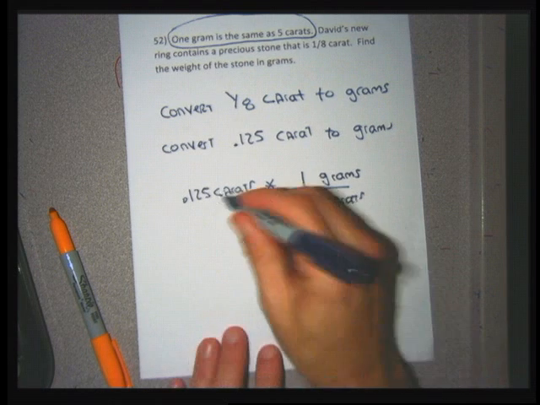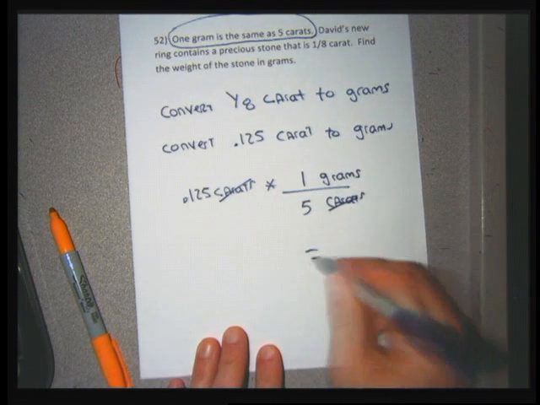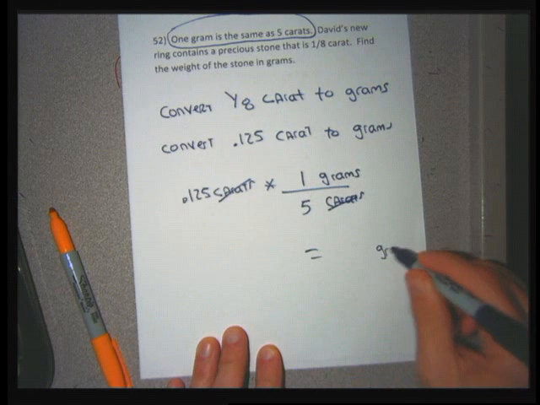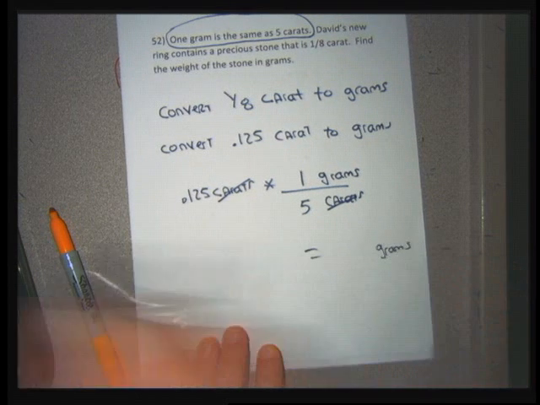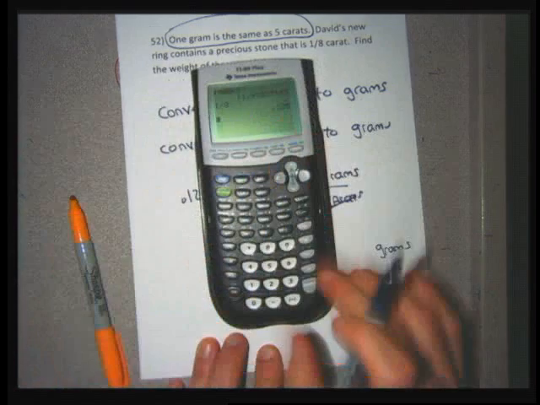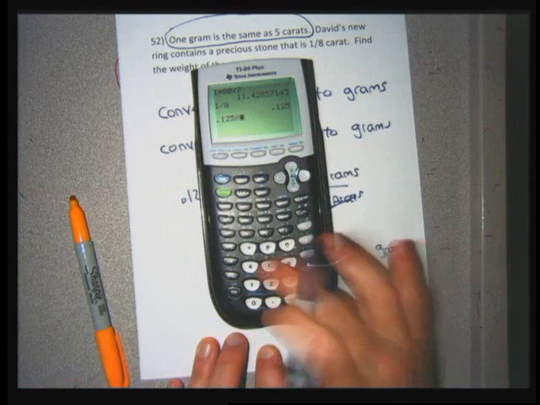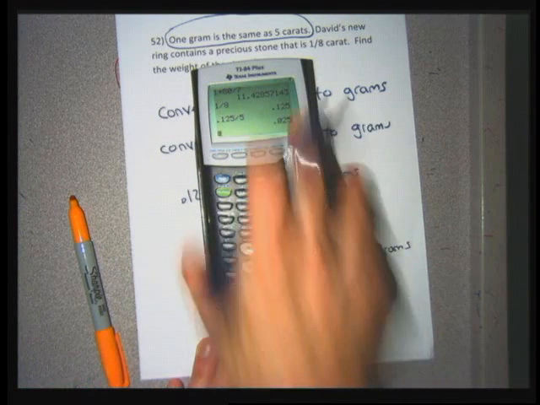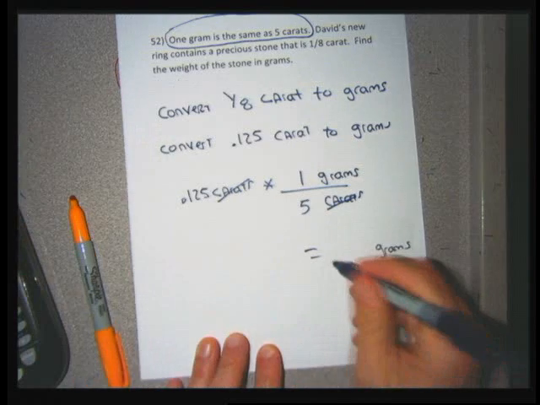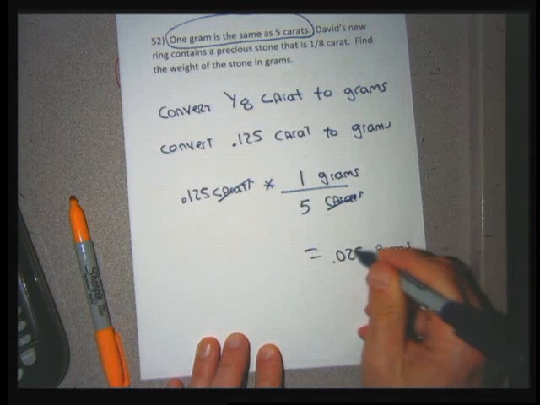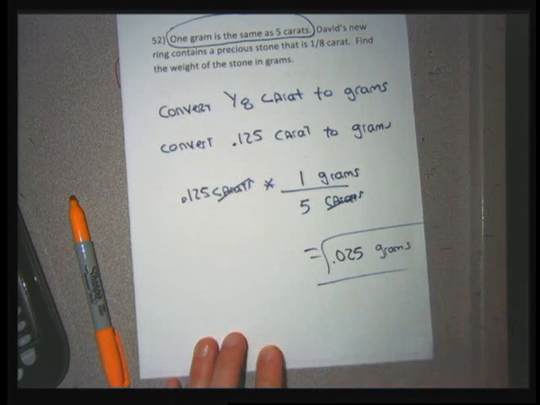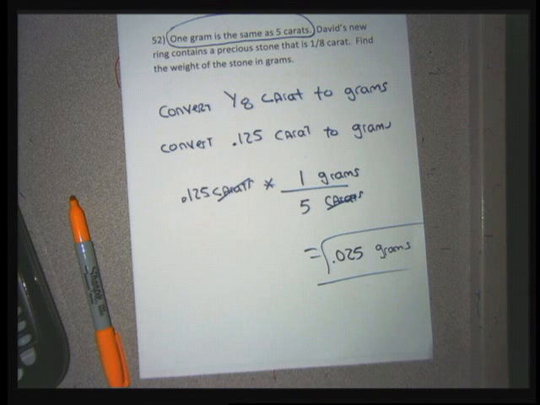The carats are now going to cancel. My answer is going to be in grams. It's going to be a small number. I'm going to take 0.125 and divide it by 5. And I get 0.025 grams. And that's the decimal ended by itself. So I live with that, just happy, and write that for an answer.